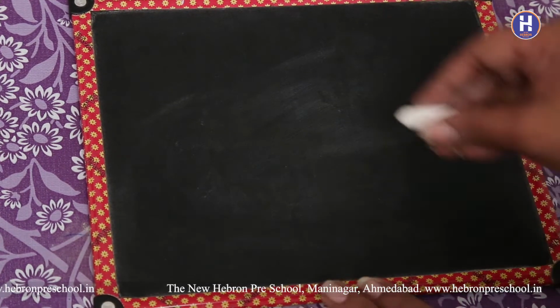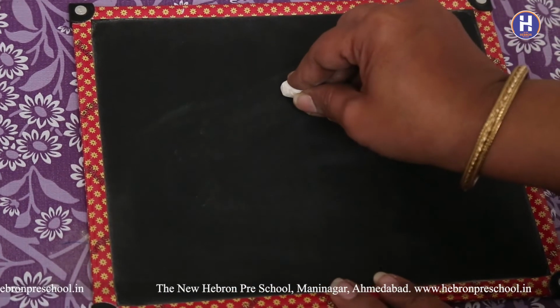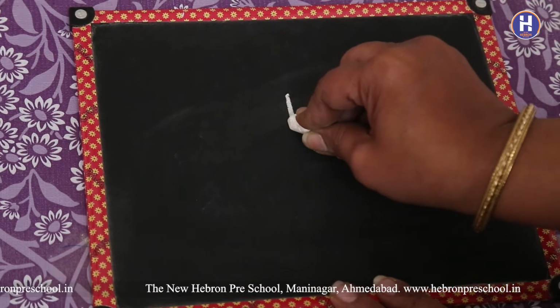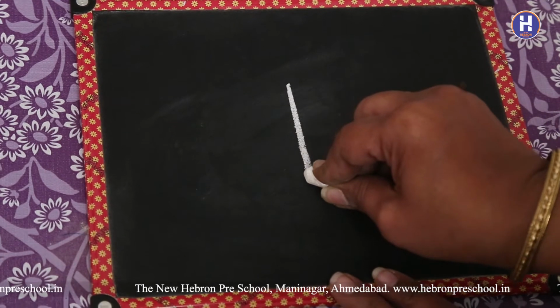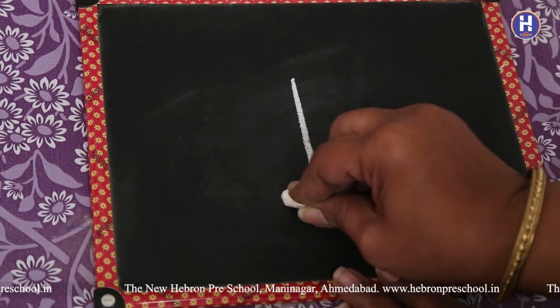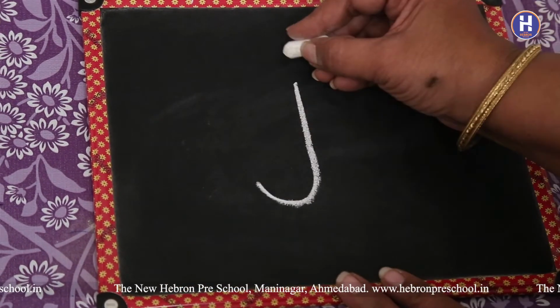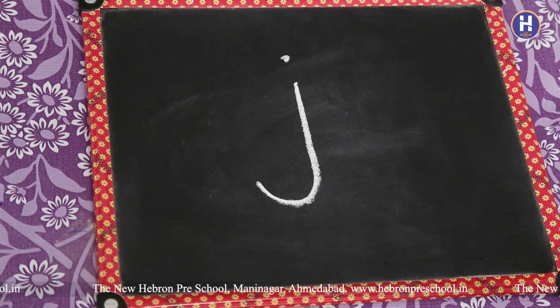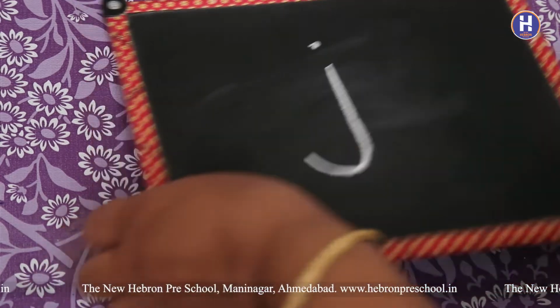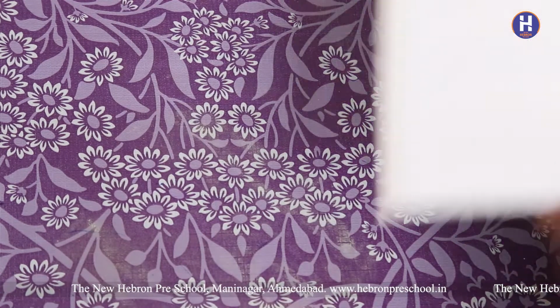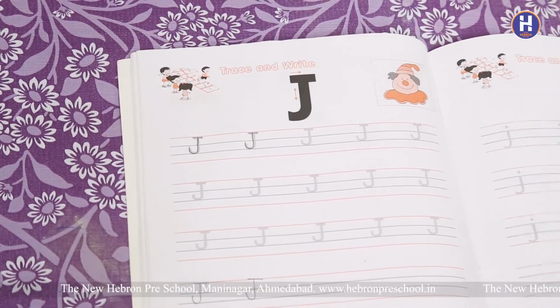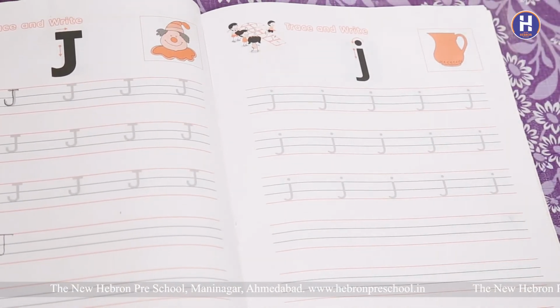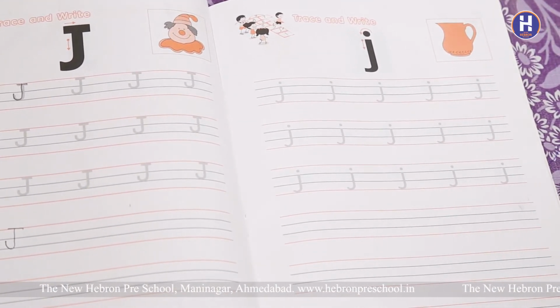Now we will write J on slate. First you have to make a standing line. Don't lift your pencil and give a small curve and a dot. This is a small J. Now we will write small J in our hand supplementary book, page number 27.